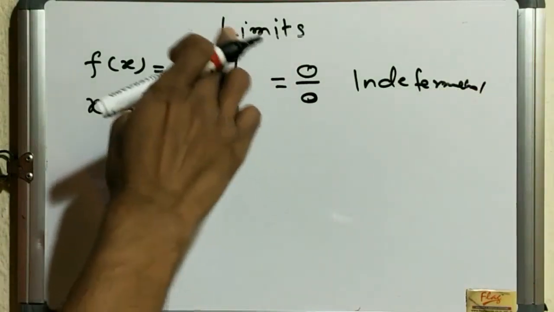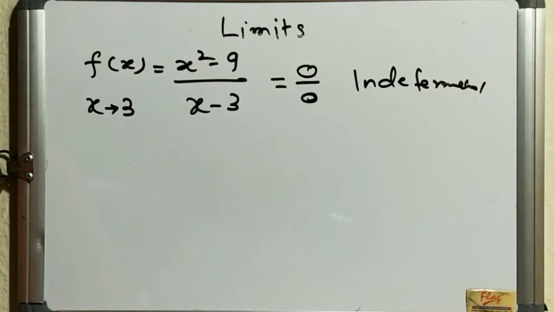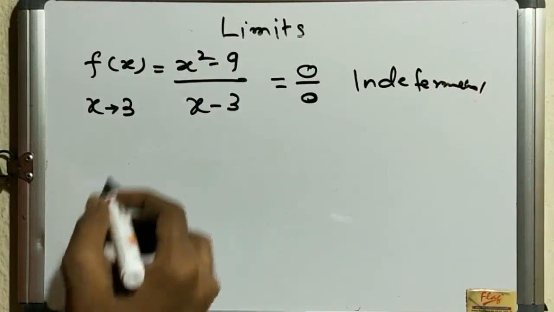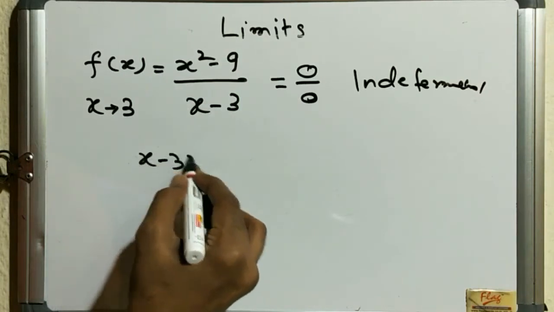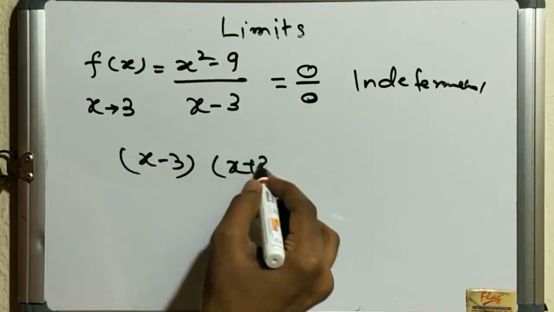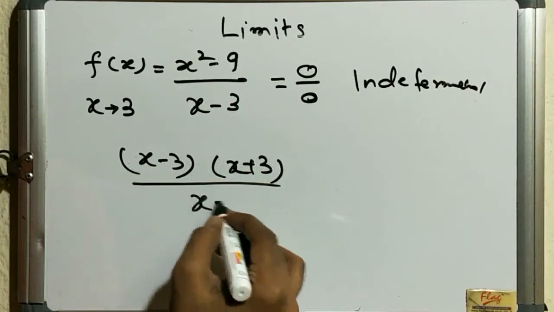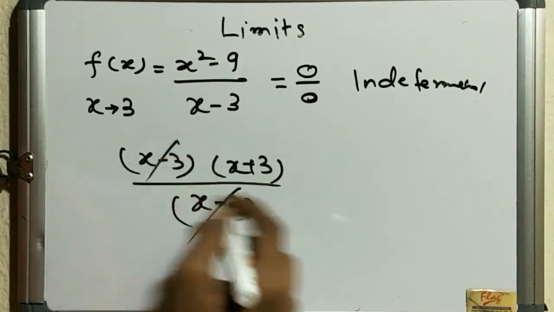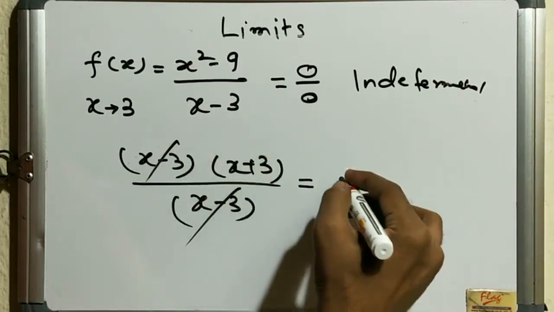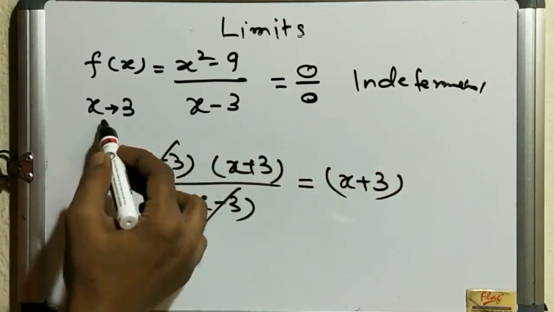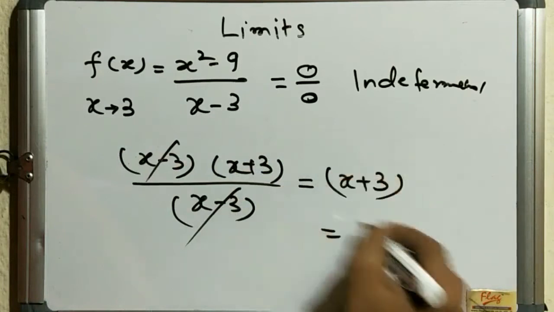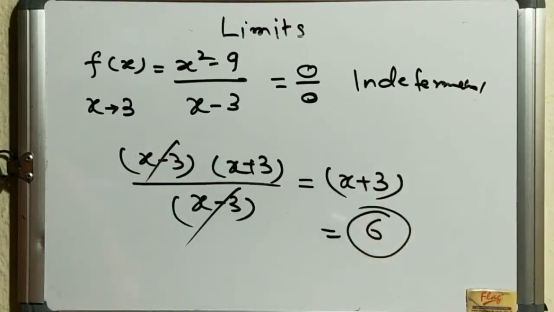But a slight algebraic transformation in this function may yield us a definite value. We can write this function as (x minus 3) into (x plus 3) divided by (x minus 3). This will cancel. We will get f(x) equal to x plus 3, and now when we put x equal to 3, we get the value of f(x) as 6.